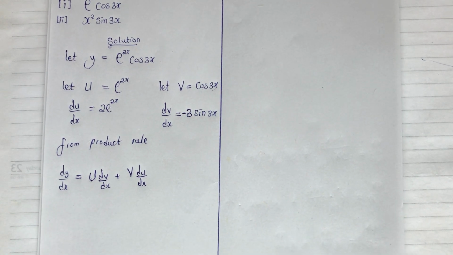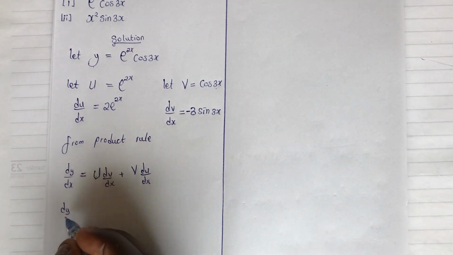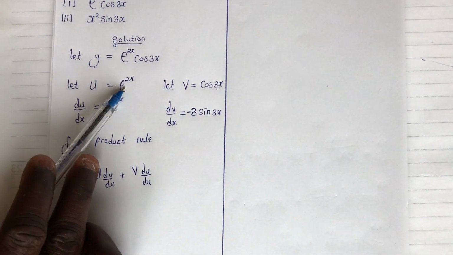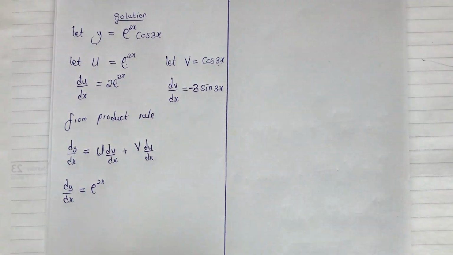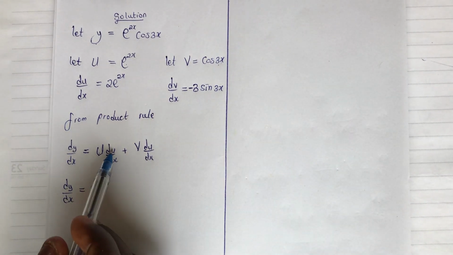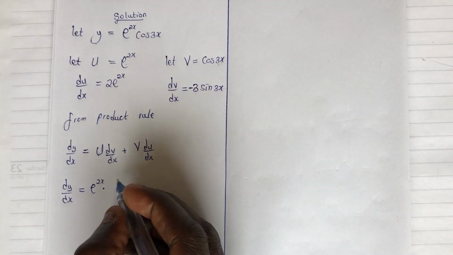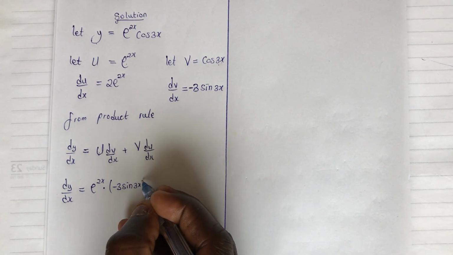This is not quotient rule. Quotient rule, you cannot turn it. So now I have my dy dx giving us, what is u? U is e raised to the power 2x. And then multiply the result by dv dx. The dot here is multiplication. So dv dx was minus 3 sine 3x.